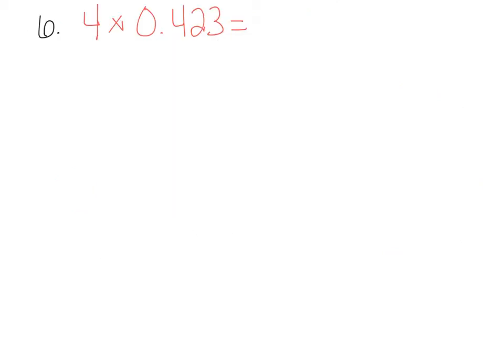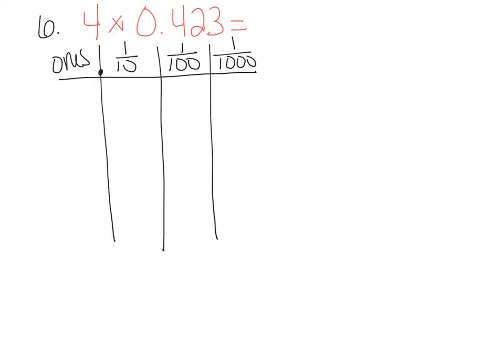Problem 6 is 4 times 423 thousandths. So before we did 2 times, and now we're doing 4 times 423 thousandths. So the first thing we're going to do is make a place value chart. So we're going to start with our longer number. So it says I have 3 thousandths. So I'm going to start with 1, 2, 3. I have 2 hundredths. 1, 2.